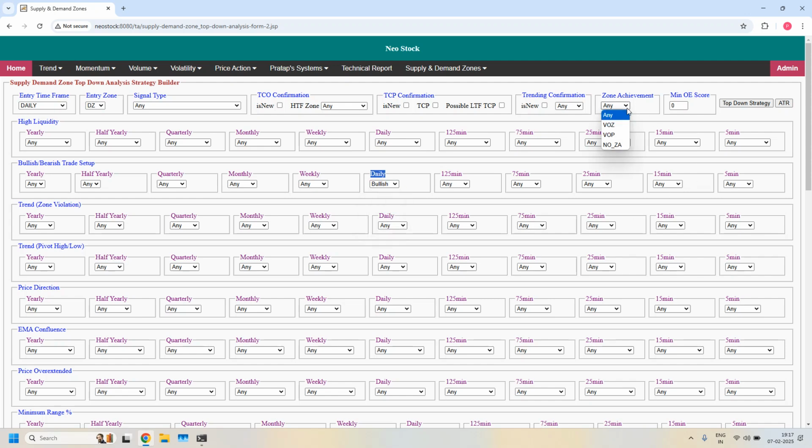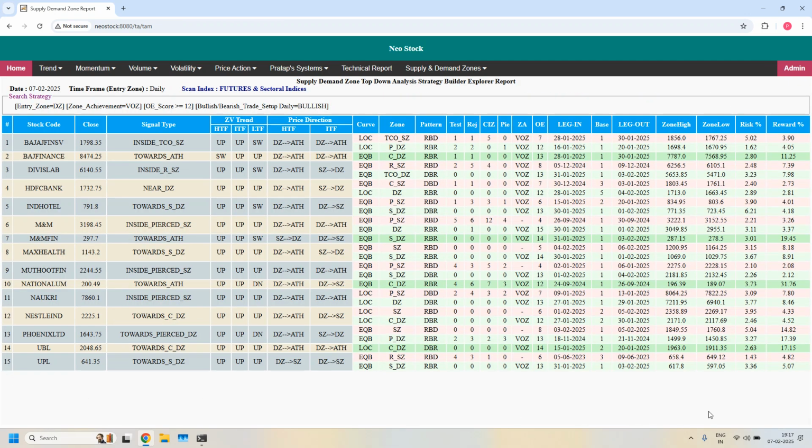I am setting the filter zone achievement violated opposing zone, minimum order enhancer score 12. Both these filters are applied to daily demand zone. Let's filter. Now we got 15 stocks. These 15 stocks are currently supporting bullish trade setup for monthly income trade. And entry time frame zones are daily demand zones.